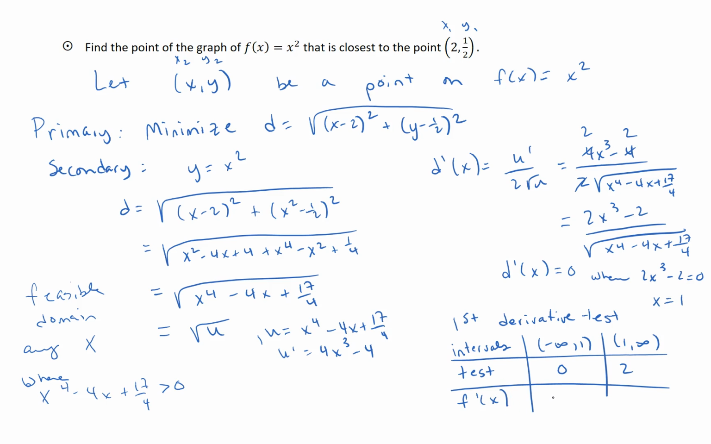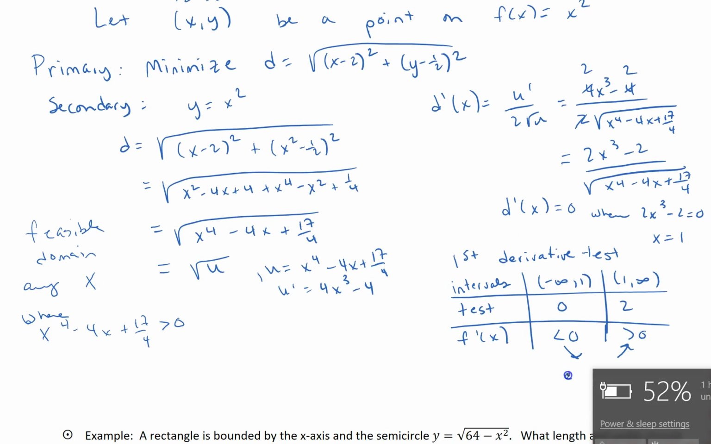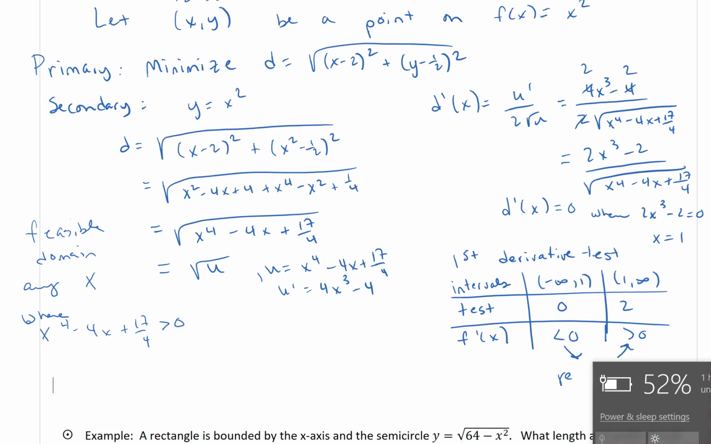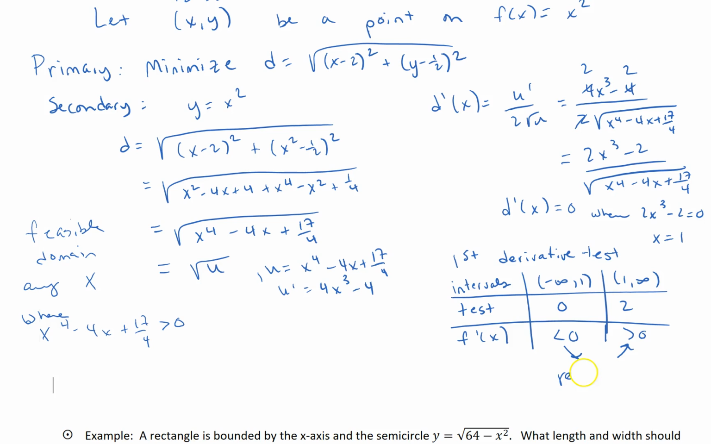I would find the derivative. So if I plug 0 in, I'm going to get a negative number. If I plug 2 in, I'm going to get a positive number. So the fact that we are decreasing and increasing here means that this is a relative minimum.